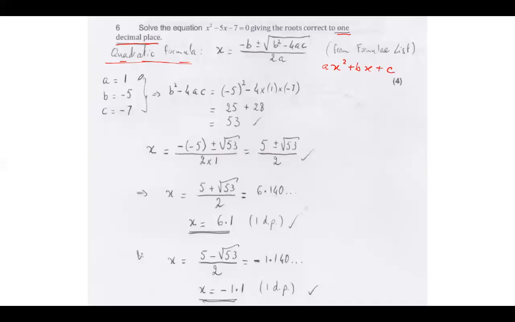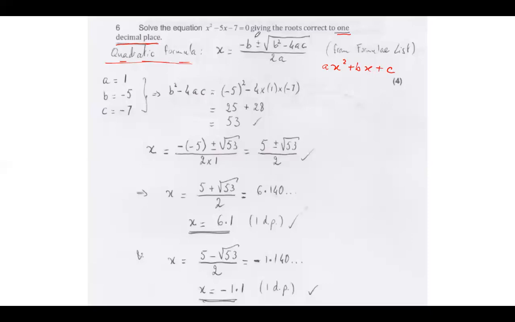So a equals 1, b equals negative 5, and c equals negative 7. You write b squared minus 4ac, which is negative 5 squared, 25, minus 4 times 1 times negative 7. So a negative times a negative is a positive. You get plus 28. 28 plus 25 is 25 plus 25 plus 3, which is 53.